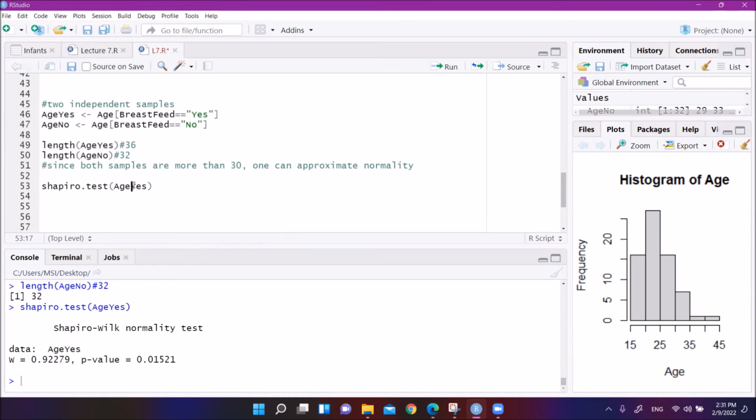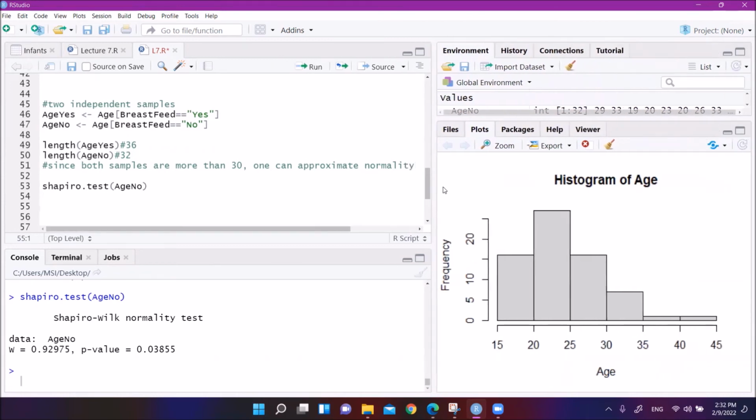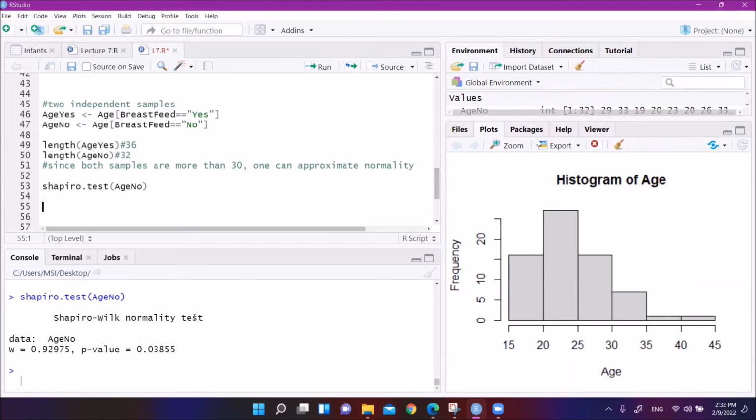Similarly, we can do this for this one. Again, the p-value is less than 0.05, so we reject H0. What is H0? Data are normally distributed. We reject H0 means what? Data are not normally distributed, right? By the Shapiro test, we are getting that the data are not normally distributed. Anyway, we have to go for the Shapiro test to check it perfectly with the p-value.